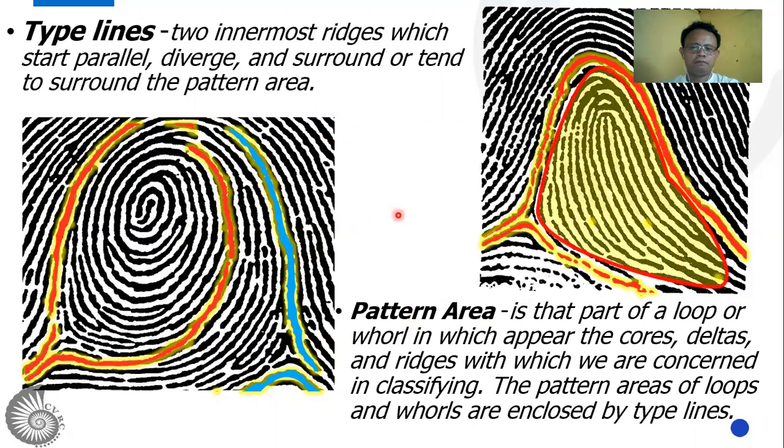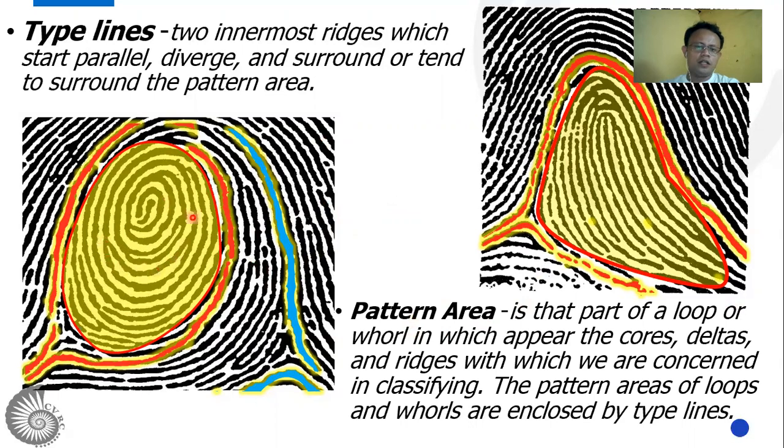Let's proceed. These are the portions of the type lines. You can identify it as a whirl because the formation of ridges is creating a spiral inside the pattern area, inside the type lines.